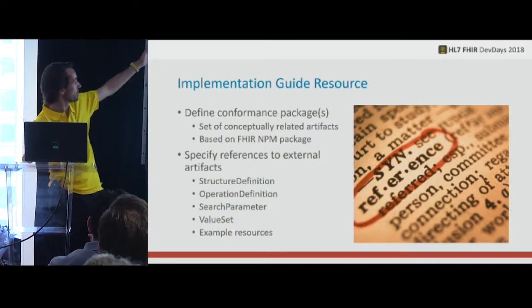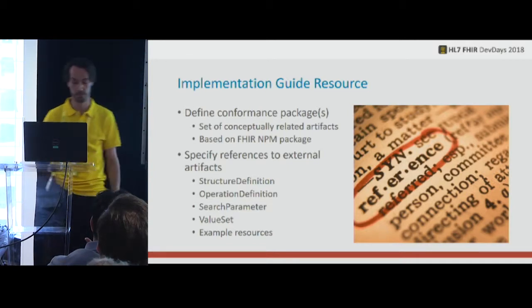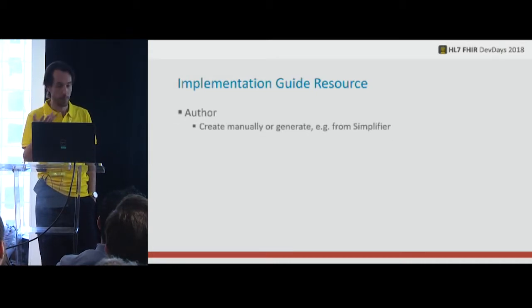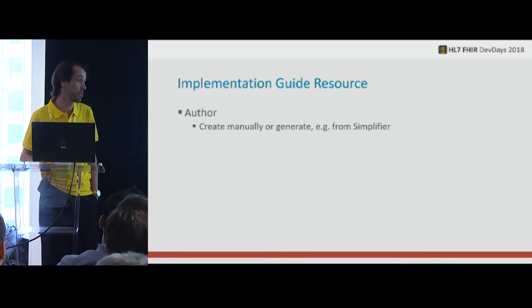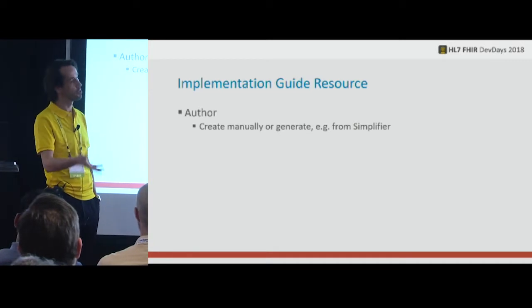So you can see an implementation guide might define the package, but also add the narrative to it. Well, how do you create them? You could create them manually, an implementation guide resource. Again, you could write the XML or the JSON by hand, but that's kind of tedious. So usually you generate this.